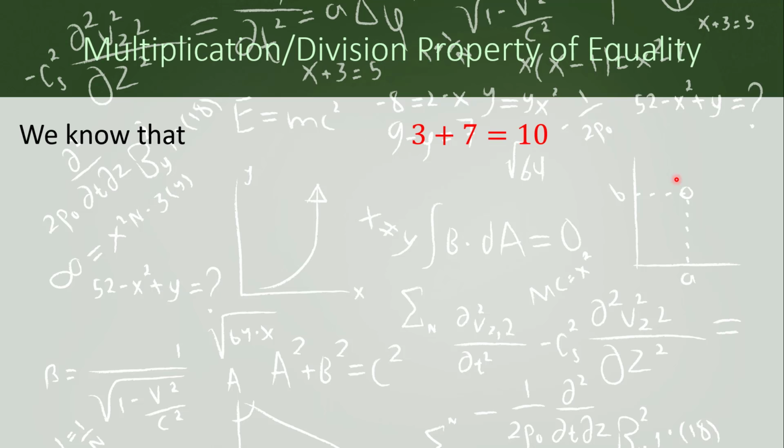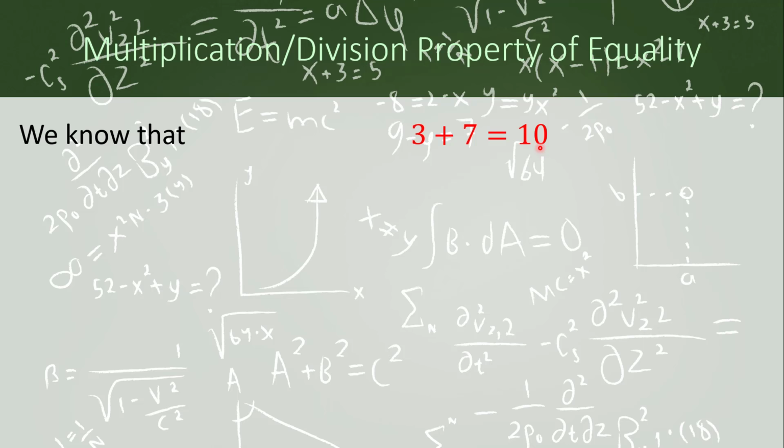In our last video, we talked about the addition property of equality. Here we're going to talk about the multiplication property of equality or the division property of equality. They're pretty much the exact same thing. Let's just start off with this. We know that this statement is true: 3 plus 7 does indeed equal 10.